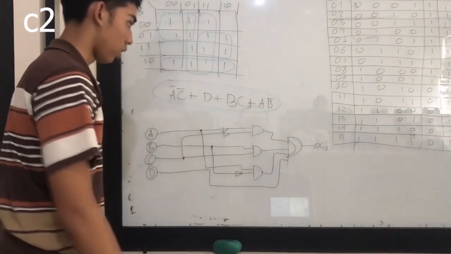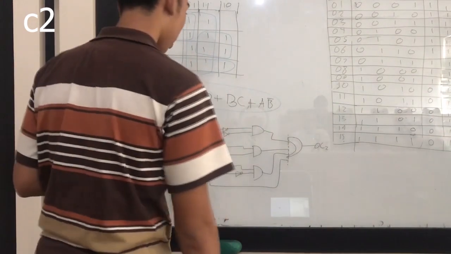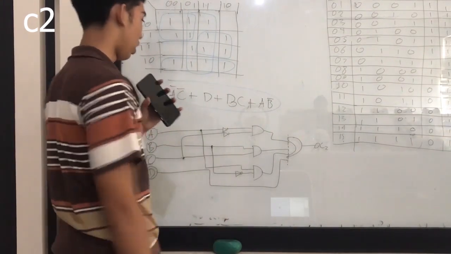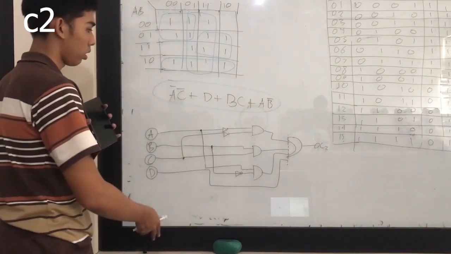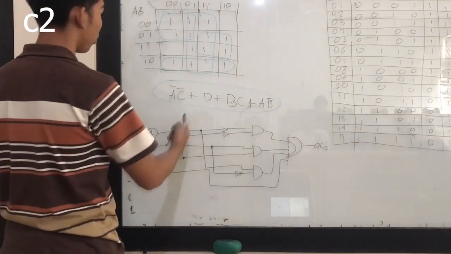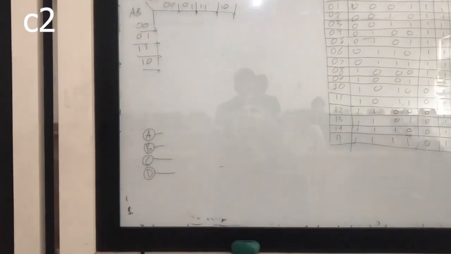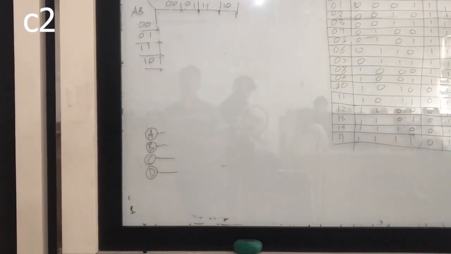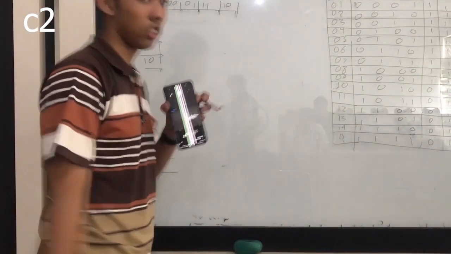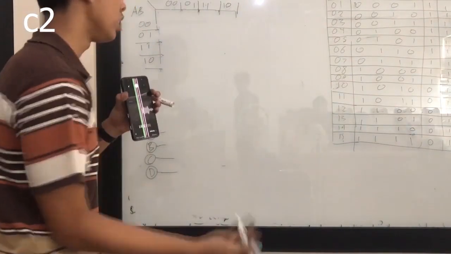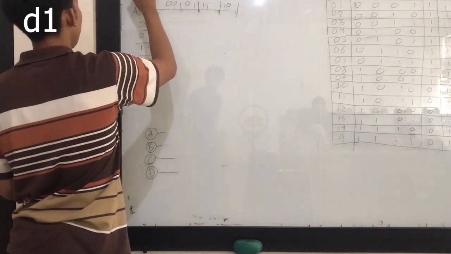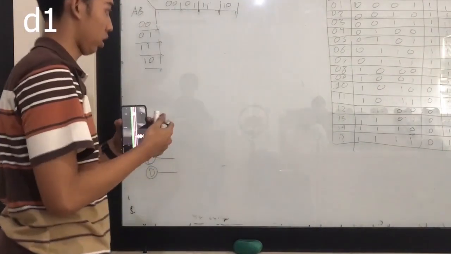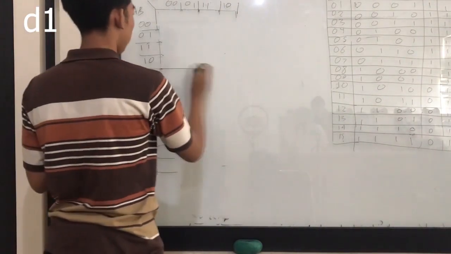That's okay. After I draw this, this is the equivalent of this, and this got from this. Okay, let's move on to the D variable. So D1. Let's draw the kernel map.